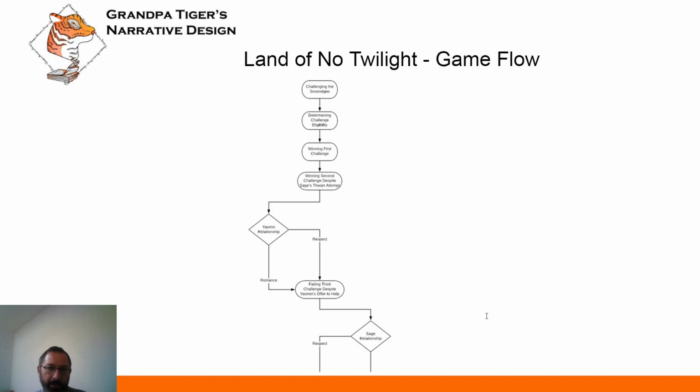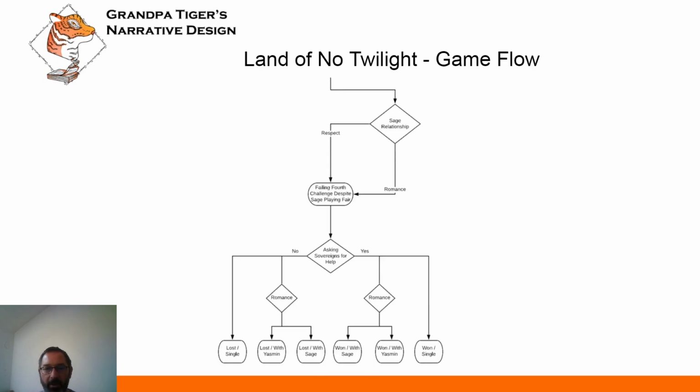So let's see the Land of No Twilight. As you can see, the game flow here is somewhat simpler. The girl challenges the sovereigns, she demands change in eligibility. Then there is the first challenge, and she wins that, and then there's a chance of romancing the king. And then there's the second challenge, she fails it, and then she's trying to recover, and the good king tries to help her, and then she can again try to romance or stay out of it.